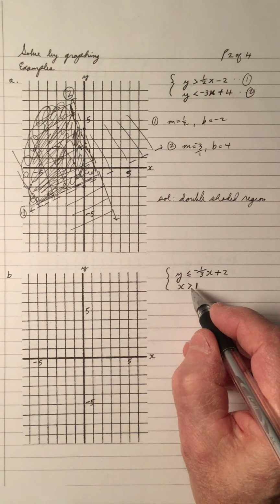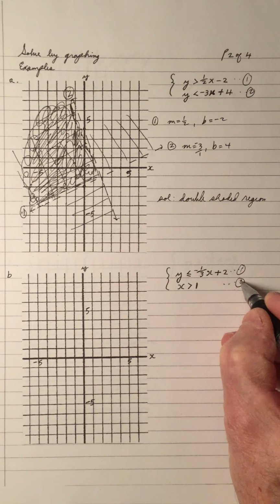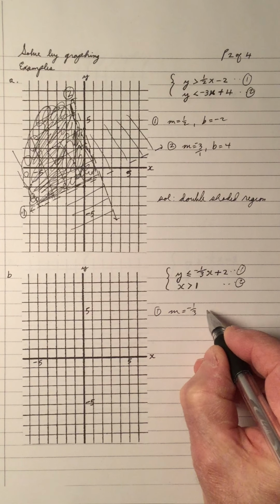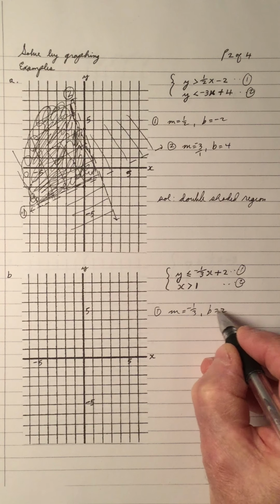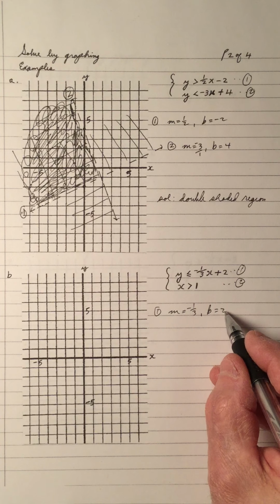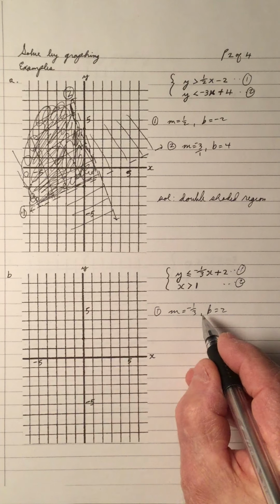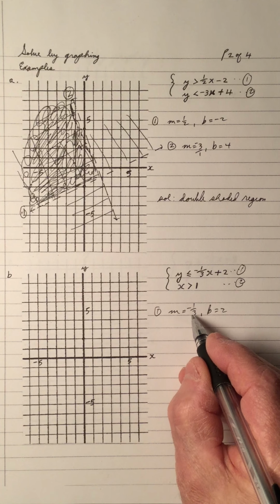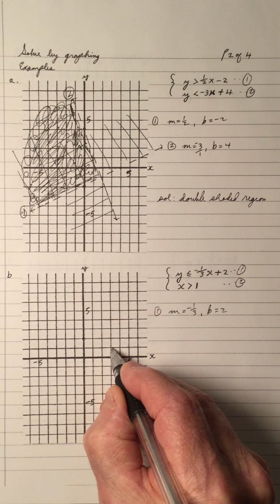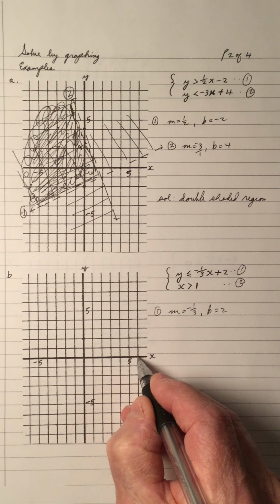So we want to solve this by graphing. Let's call this number 1 and call this number 2. So number 1 has a slope of negative 1/3 and a y-intercept of 2. So we plot the y-intercept of 2 on the y-axis. The slope is down 1, right 3. And we go down 1 again, right 3.